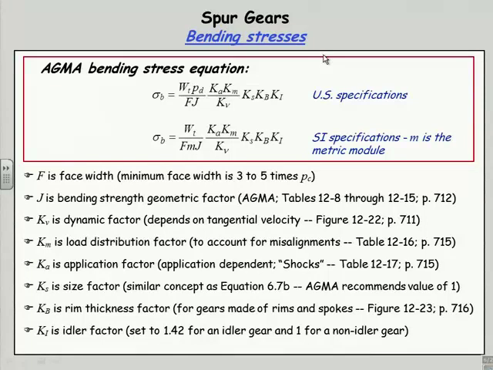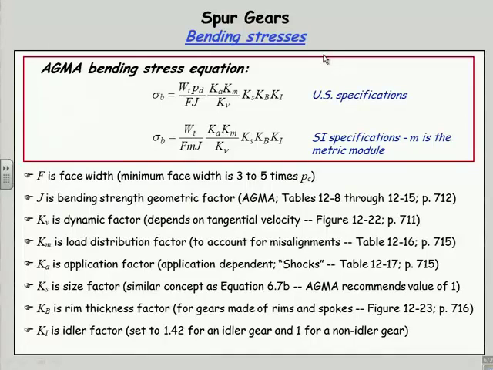But other than that, it's the same equation. So in other words, I'm using AGMA standards to do metric gears with that second equation. I'm going to get all these K factors and whatnot from AGMA. That collection of K stuff is more or less the same stuff we used in Chapter 6 to reduce the strength of our materials. You know, size effect and all that jazz.